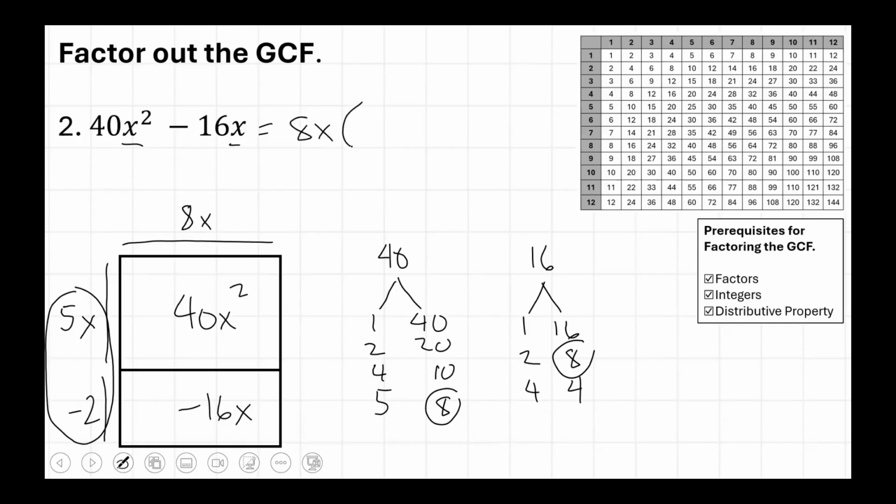So we have 8x parenthesis, 5x minus 2. And that's the factored form of 40x squared minus 16x. All right, now that we are done with the second example, let's try to increase the numerical coefficients so that we can explore other factors as well.